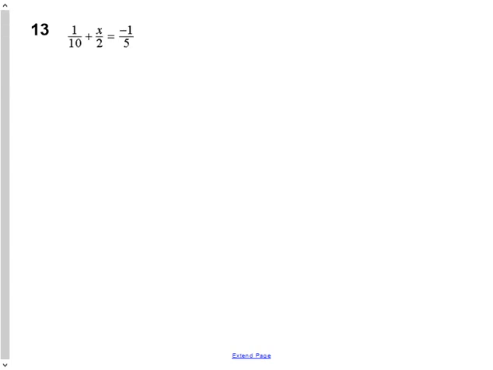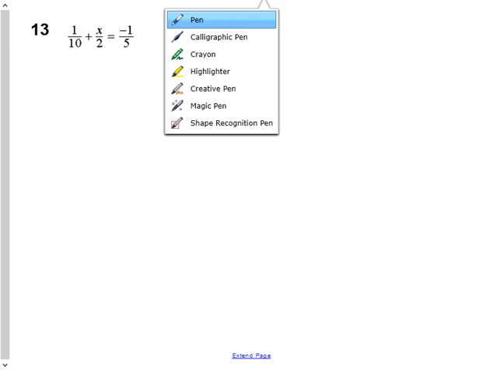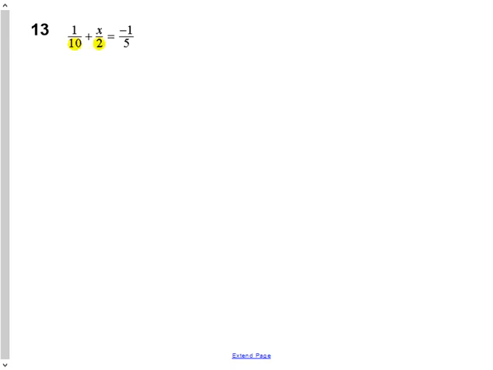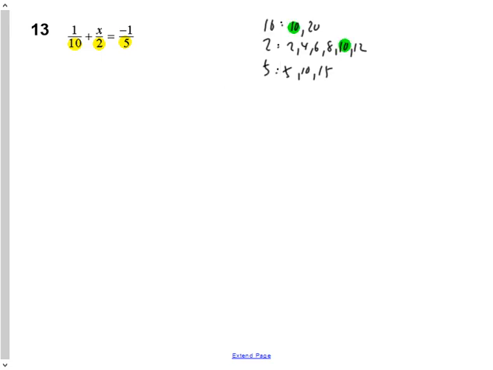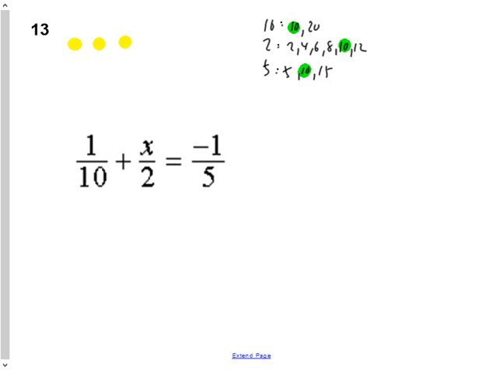Using that same method here, if I look at my denominators, I have fractions again. I have a denominator of 10, a denominator of 2, and a denominator of 5. The first multiple that 10, 2, and 5 share is... 2, 4, 6, 8, 10, 12... 5, 10, 15. The first one they share is 10, which means if I multiply both sides by 10, since it's a multiple of all the denominators, I will create an equation that does not have fractions.